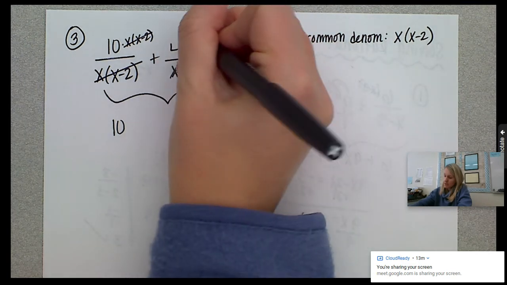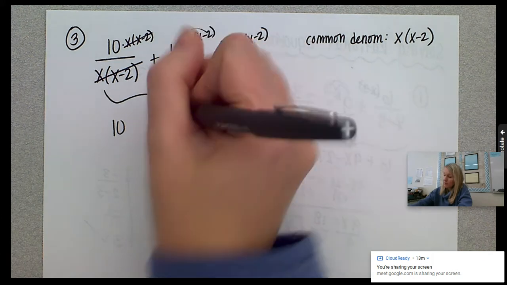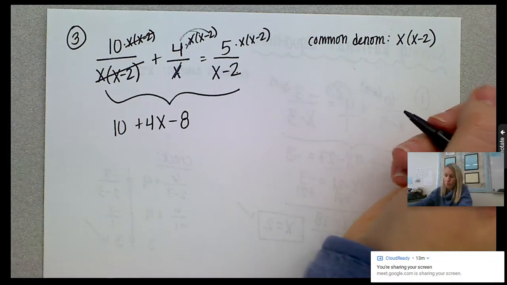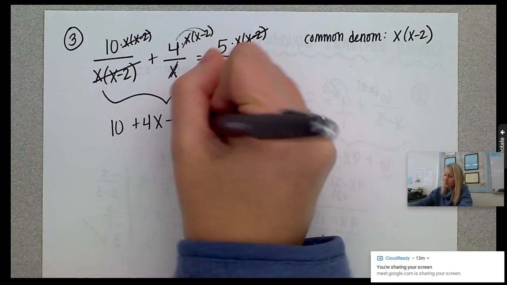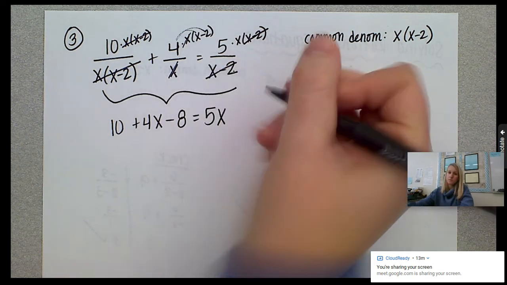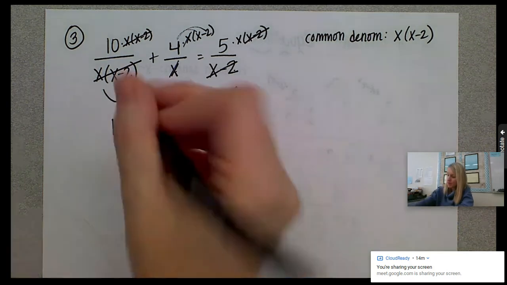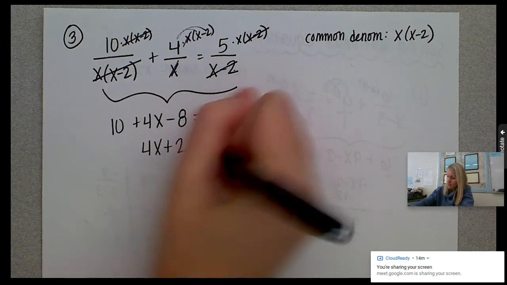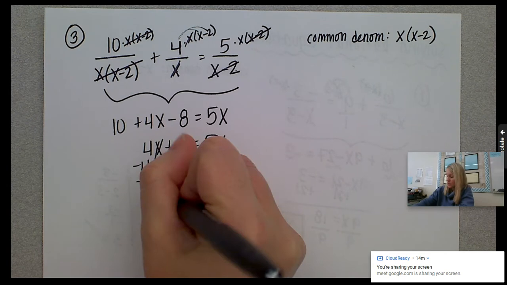Here the x's cancel, but I can distribute that 4 into the parentheses. So I would get plus 4x minus 8. And over here the x minus 2 cancels, and I would just get equals 5x. All right, so that's looking like a way better equation to solve. So this won't be that bad. What is that? 4x plus 2 equals 5x. If I move my x's on the same side, I would just get that x equals 2, right?